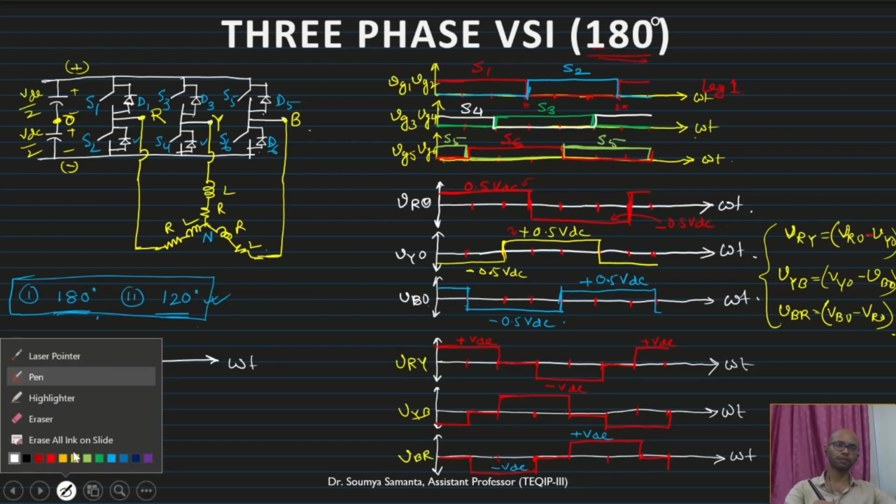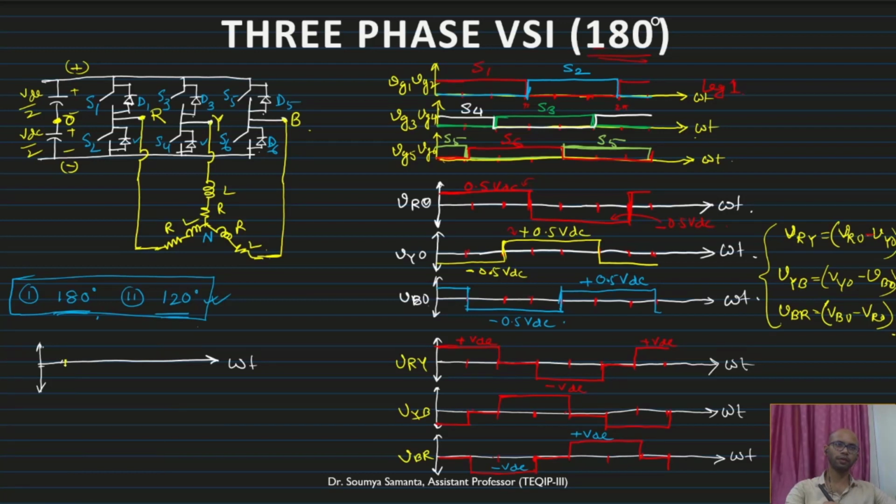So let me divide this: 60, 120, 180, 240, 300, 360. So first VRN, what is equal to 1/3 of VRY minus of V. It will end with R, that means BR. So starting with R, end with R. Please remember this one. If you follow this one, so now what you will get the phase voltages.